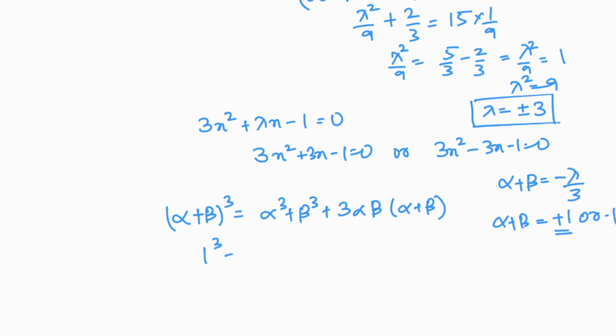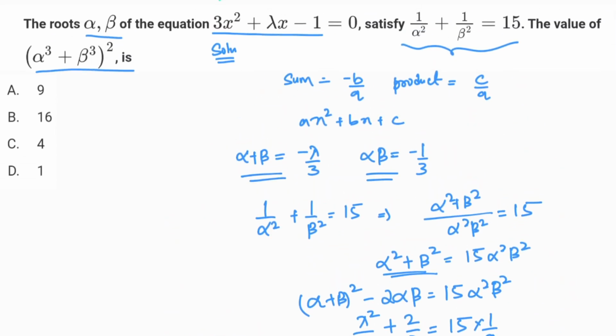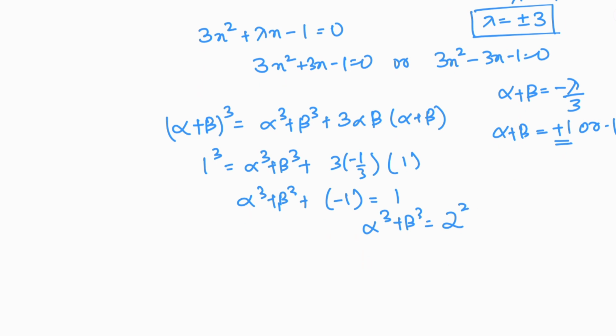we'll get 1 cube is equal to alpha cube plus beta cube plus 3 times minus 1 by 3, that is the value of alpha into beta, into 1. Now if I calculate this, we get alpha cube plus beta cube plus 3 times minus 1 by 3, which is minus 1, into 1, is equal to 1. So the value of alpha cube plus beta cube is coming out to be 1 plus 1, that is equal to 2. Now according to our given question, we have to find the value of (alpha cube plus beta cube) whole square. So the square of this value is equal to 4. So if we put alpha plus beta is equal to plus 1, the value we have got is 4.